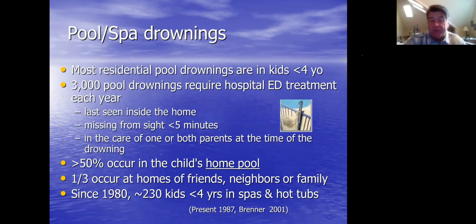Greater than 50% of these kids happened in a home pool, and 1/3 occurred in homes of friends, neighbors, or family. So most of the time, probably up to close to 80% of the time, it's somebody that your family knows. Since 1980, there's about, on average, 230 kids per year who will drown from spas or hot tubs.